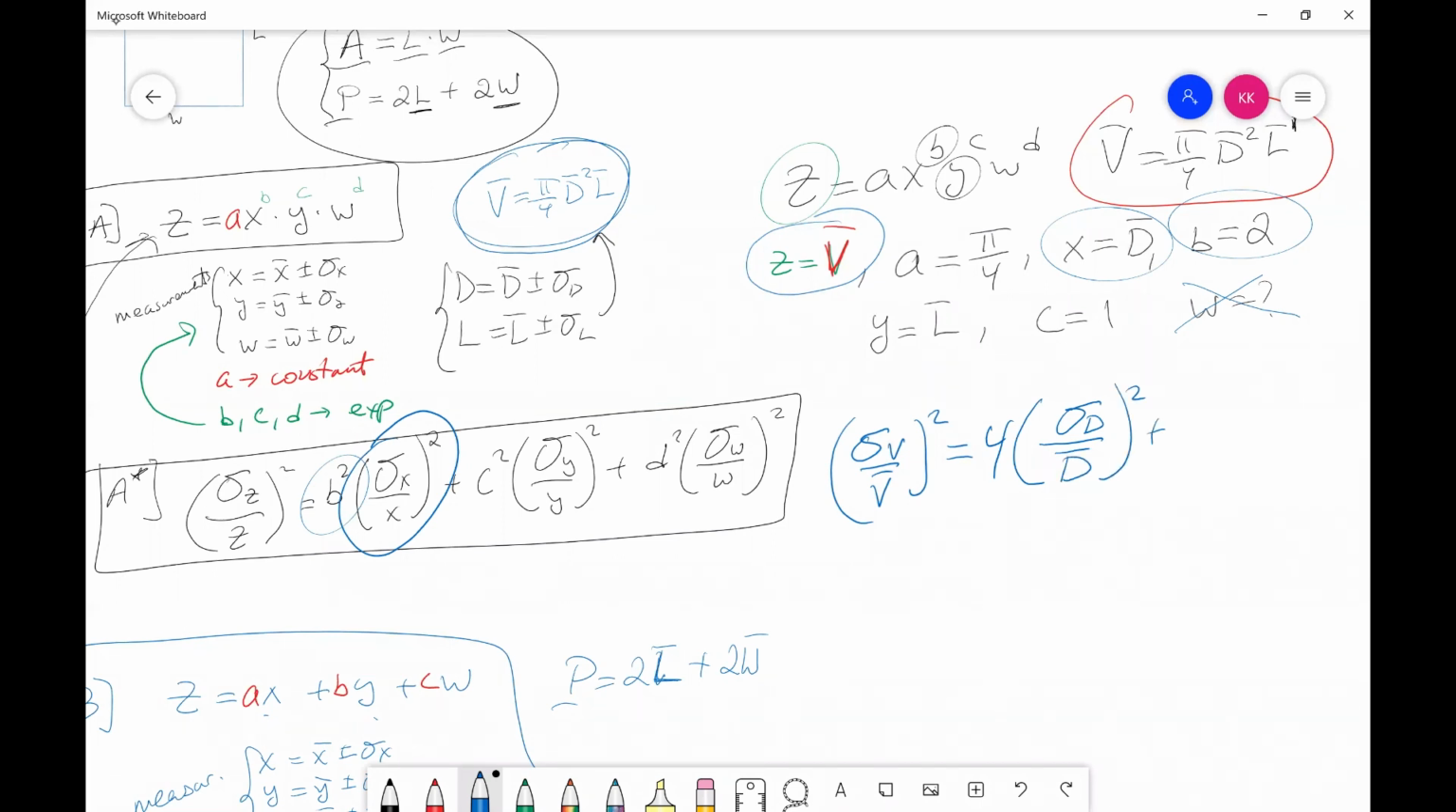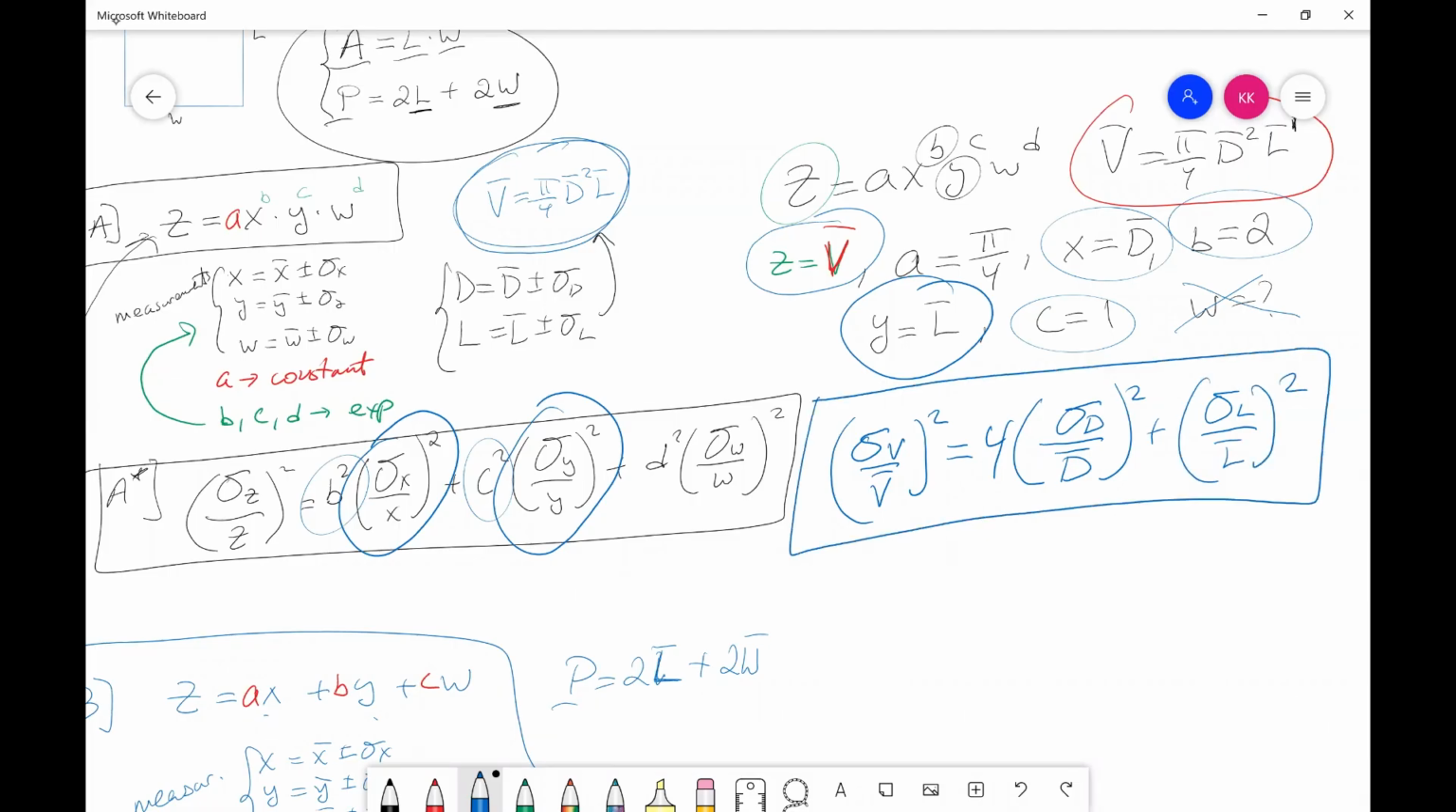Then plus, I have c squared. Well, my c is 1, so I can just leave it like that. And then I have sigma y over y average, squared. Well, y for me is the length. So this becomes sigma length over length average, squared. And that's my equation for the uncertainty in volume.